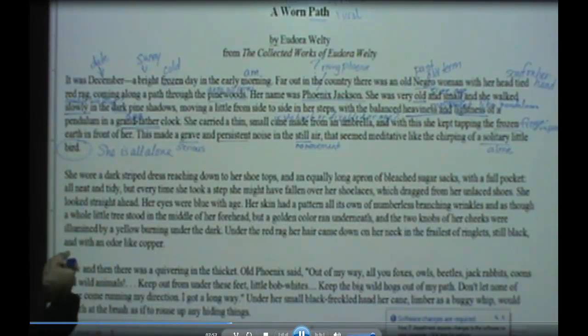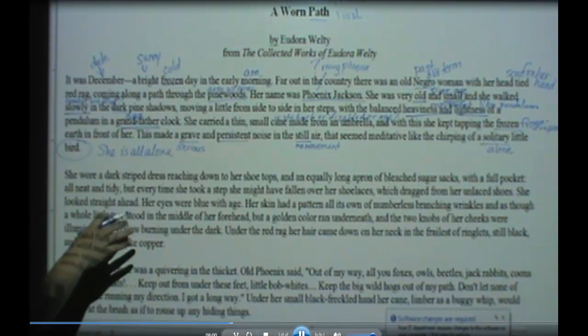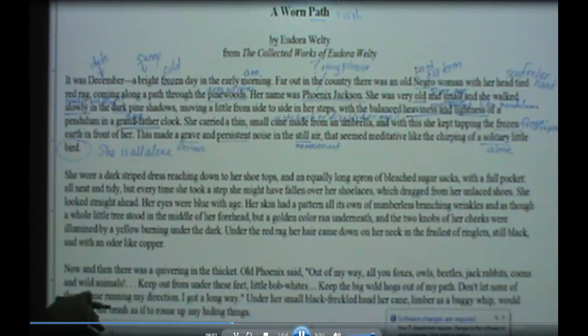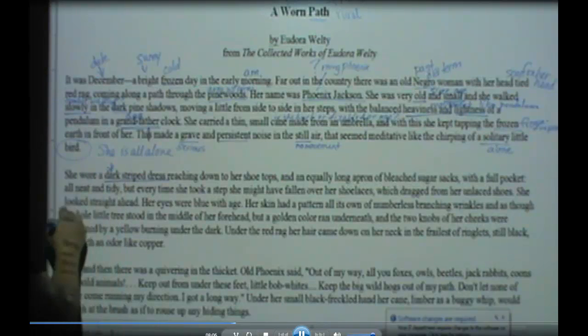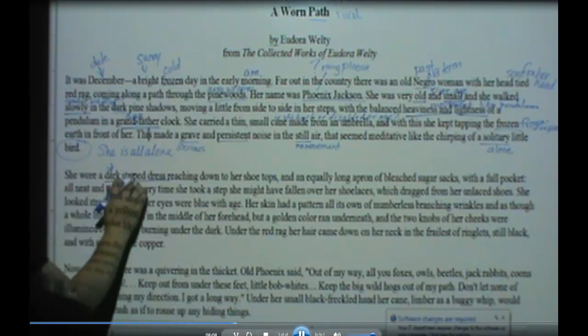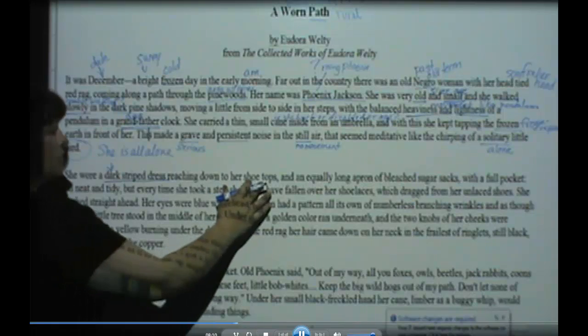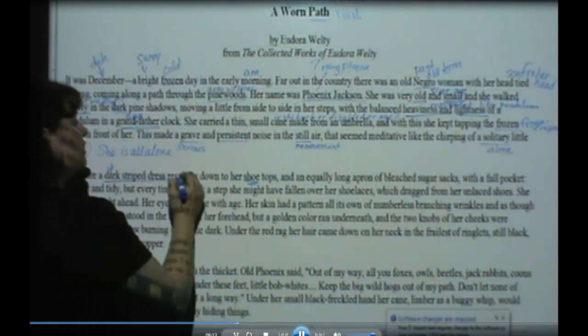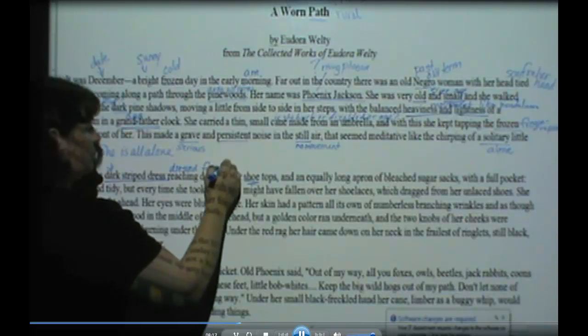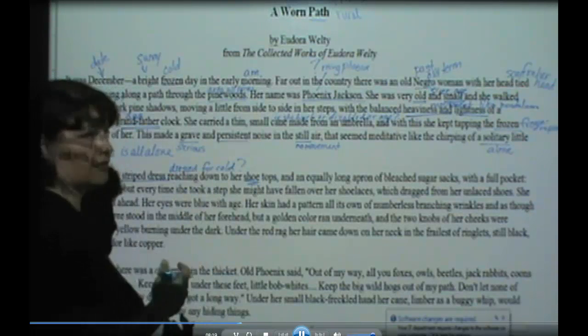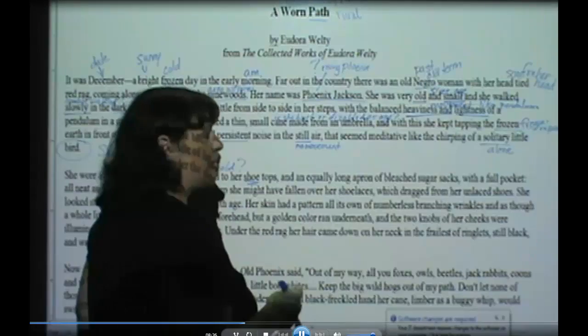Now let's look at the second paragraph. She wore a dark striped dress reaching down to her shoe tops. Again, we're getting some nice image, but again, it's dark. Notice the emphasis. She wore a dark striped dress reaching down to her shoe tops. She has shoes on, so she's dressed for the cold. And I can put a question mark there if I'm not sure, if I'm making guesses.